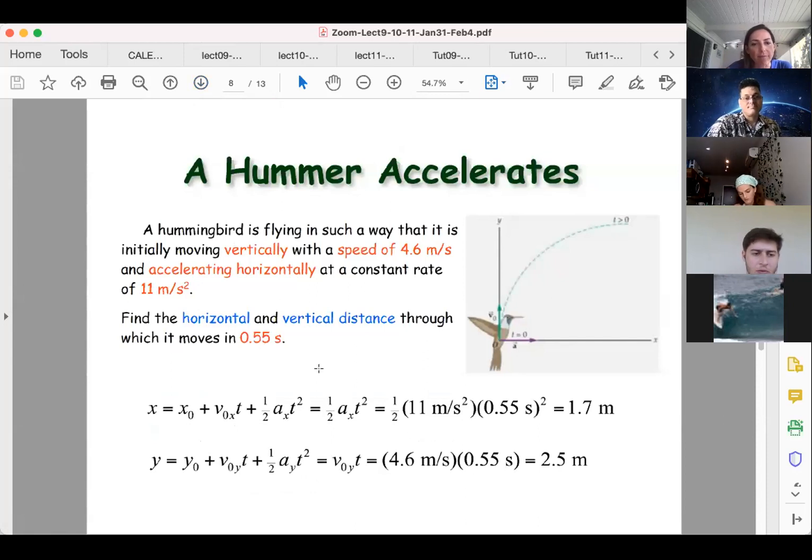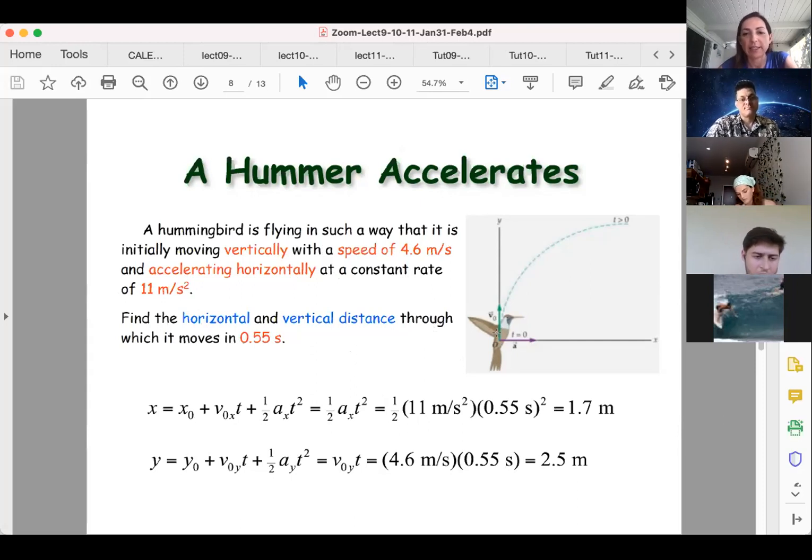Okay, now we have a hummingbird that is flying in such a way that it is initially moving vertically with a speed of 4.6 meters per second and accelerating horizontally at a constant rate of 11 meters per second squared. Find the horizontal and vertical distance through which it moves in 0.55 seconds. So those are not typical, as you see.